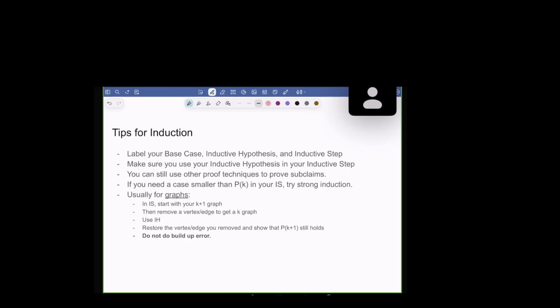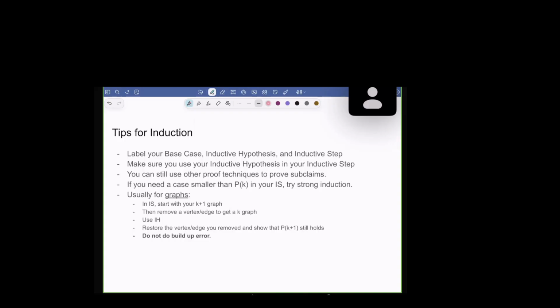And you don't want to make a build-up error. An example of build-up error, sorry, is let's say you're inducting on the number of vertices, and a property for the graph is that it's connected, right? Build-up error is you saying that when you add a vertex into that graph, the graph is still connected, right? That's not always true.